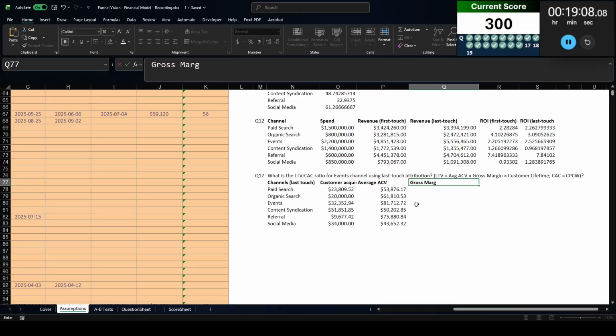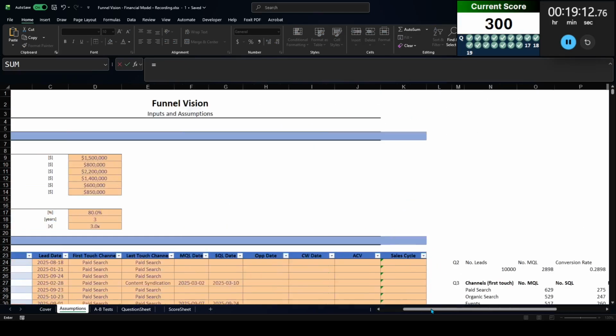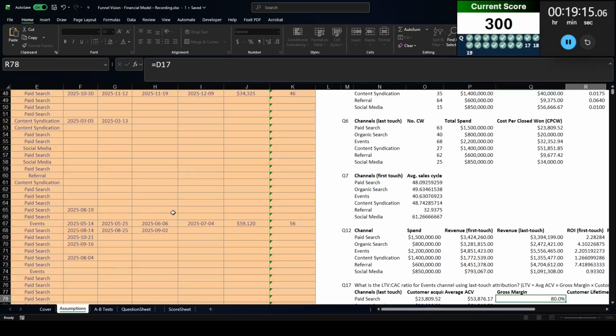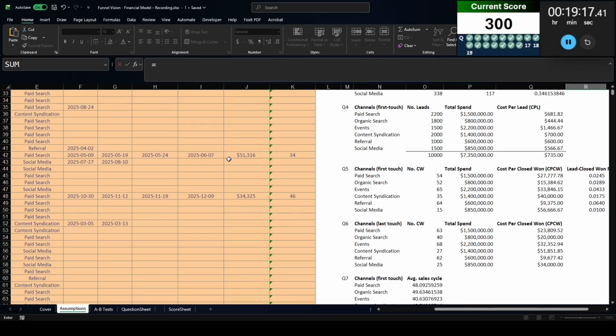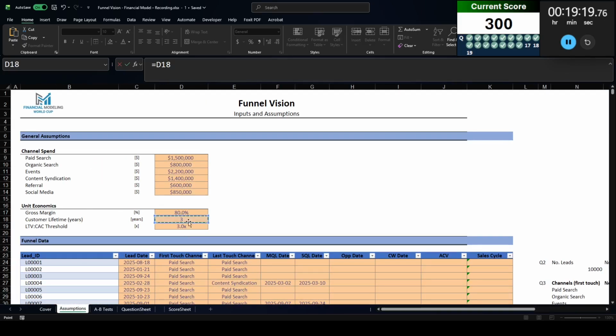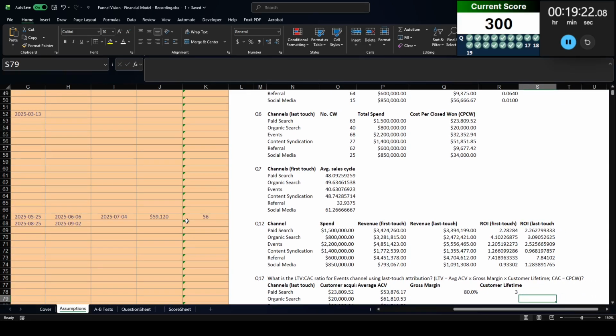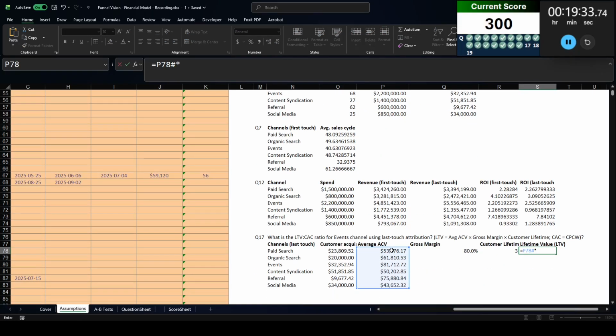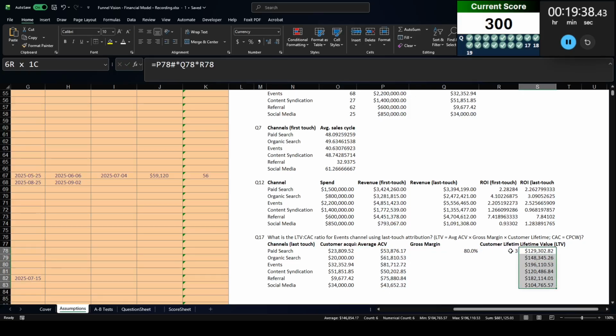Gross margin and customer lifetime are both referenced at the top of this sheet here. So gross margin is 80% and customer lifetime, if I go back up here, is 3 years. There we go. So now we have all the information. We can get the LTV, lifetime value. So that's going to be average ACV times the gross margin times the customer lifetime. There we go.